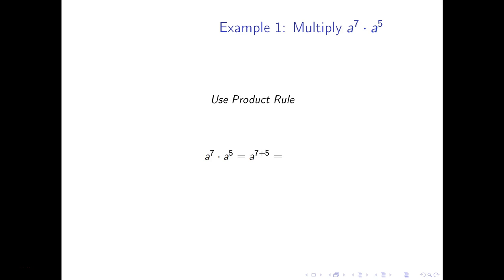Well, 7 plus 5 is 12. And that's it. That's all you had to do. All right, so let me give you another example. Can you do this one? Again, ask yourself, which rule am I doing? And then try to apply that rule.